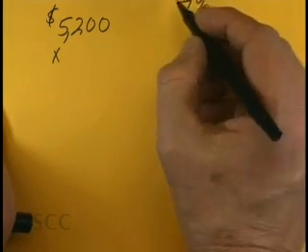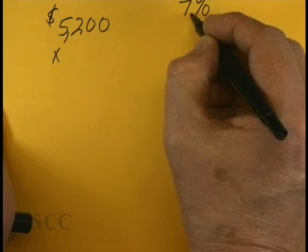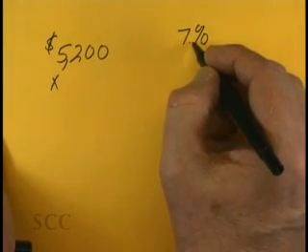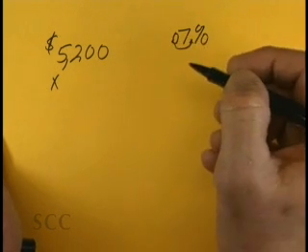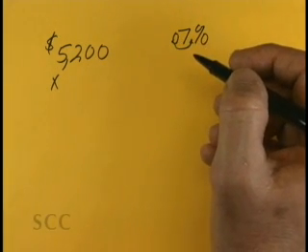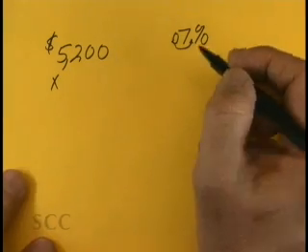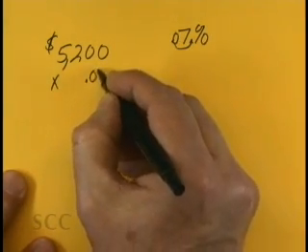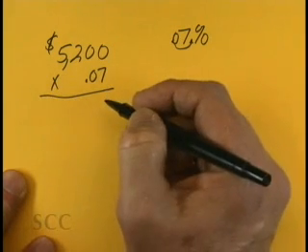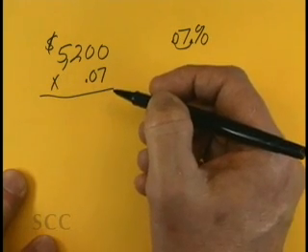What we have to do is move the decimal point from here to here by 2 places. That's part of what's in the book. So what's going to end up happening is that we have to multiply by 0.07. Now once we do that, then we're going to do the math.